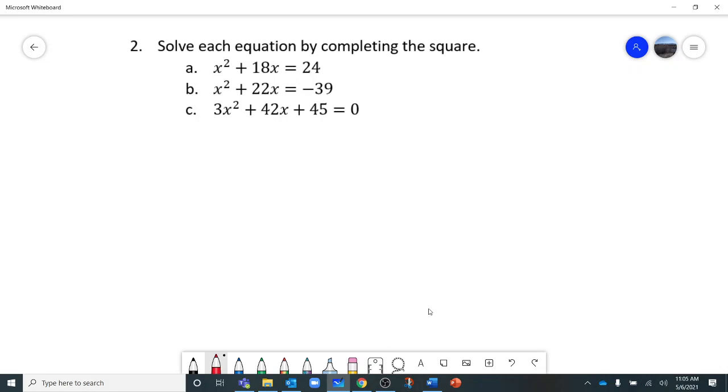Okay, for C, we should use blue ink. 3x squared plus 42x plus 45.